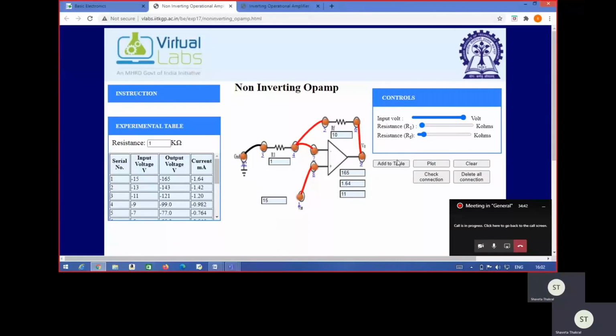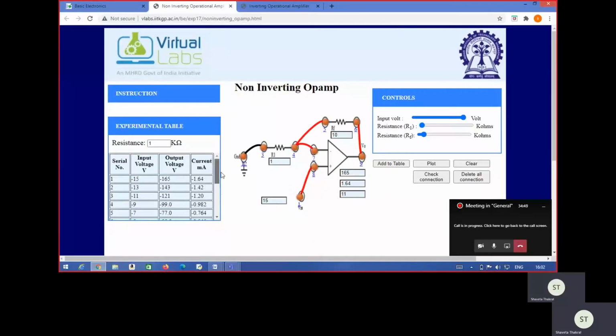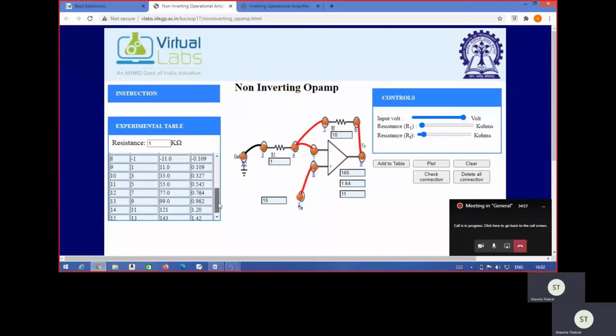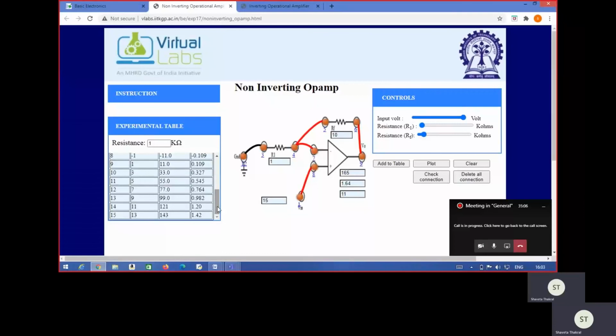So we have varied the value of input voltage in the range from minus 15 volt to plus 15 volt in steps of 2 volt. Here the plus 15 volt is not shown because when we operate at a high voltage, the system may lead to saturation. So we have shown readings up to 13 volt. So minus 15 to 13 volt readings are recorded in this experimental table.